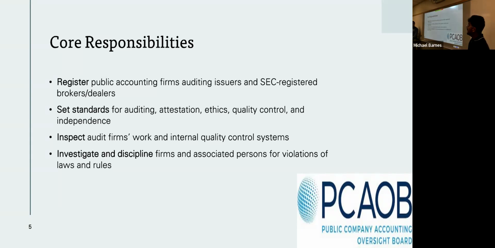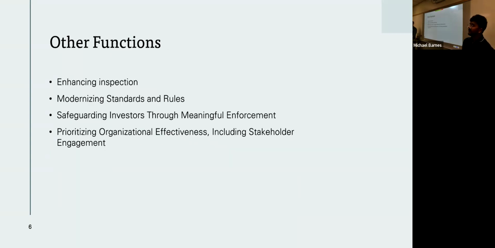The third one is inspecting. Their major work for PCAOB is to inspect different audit firms' work and internal quality control system. Zach is going to talk more on this inspection part because that is their main responsibility. And finally, fourth one, also most important, is if there is any kind of violation or any kind of fraud going on, then PCAOB has the authority to investigate and also discipline the firm or individuals who are involved in that.